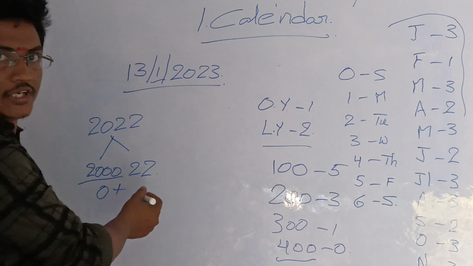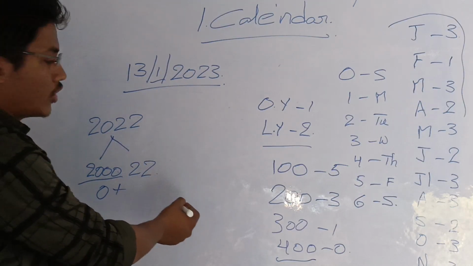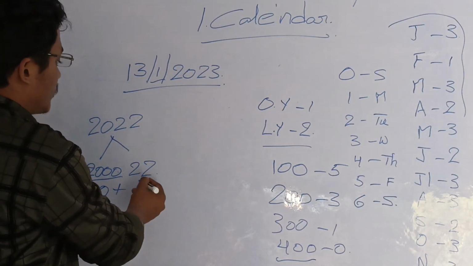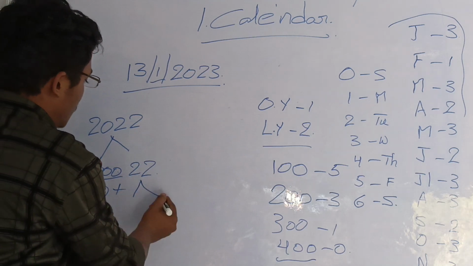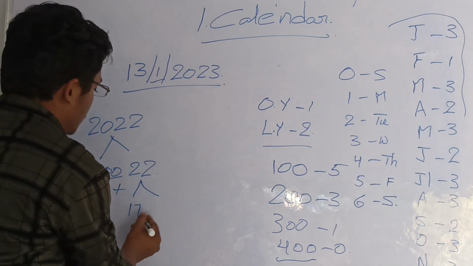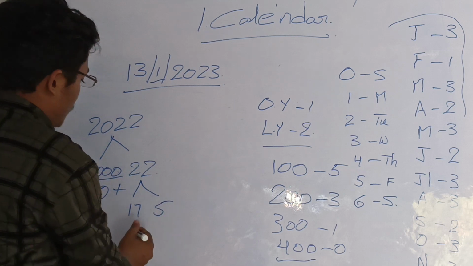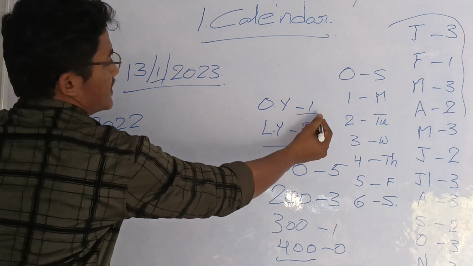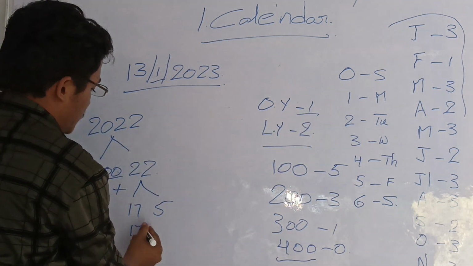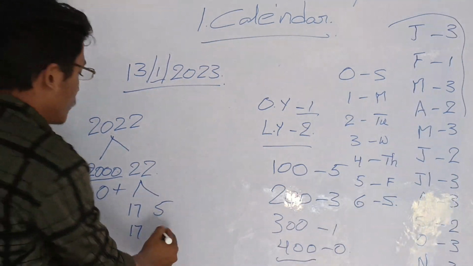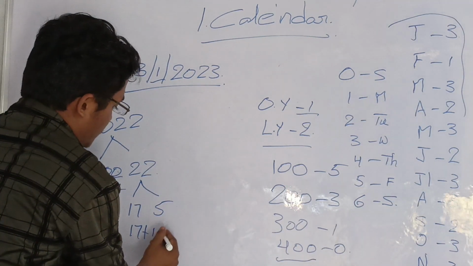For 22 years we need to calculate how many leap years and how many ordinary years there are. In 22 years there are 5 leap years and 17 ordinary years. For these 17 ordinary years, 17 into 1, 17 odd days. For 5 leap years there will be 10 odd days.